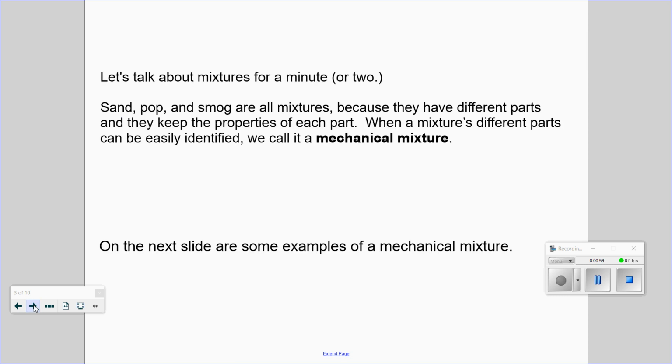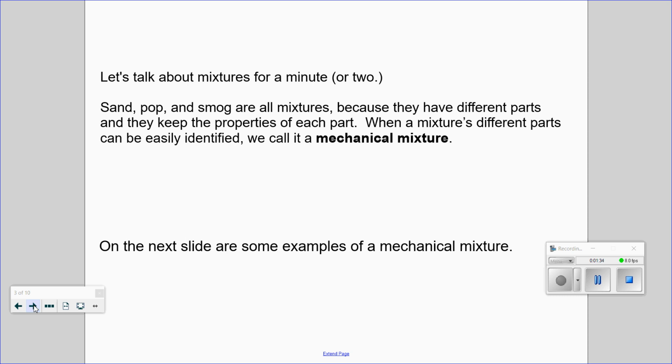Let's talk about mixtures for a minute, or 2 or 3. Sand, pop, and smog are all mixtures because they have different parts, and they keep the properties of each part. Just as a reminder, when I use the word properties, I'm referring to things like color, smell, taste, how they react when you heat them up or cool them down. When a mixture's different parts can be easily identified, we call it a mechanical mixture.